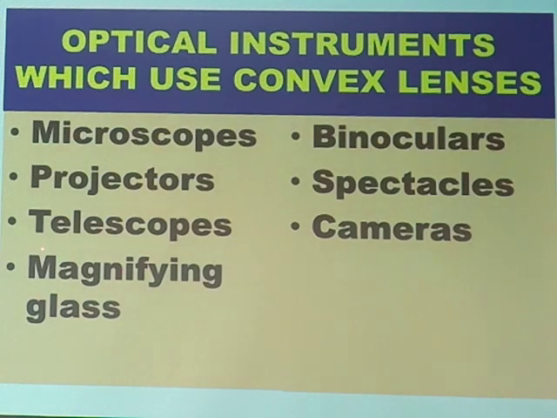Then we have telescopes. These ones we use to see mostly objects which are in space. You want to see a star, you want to clearly see how the moon looks, you want to see different planets in the space up there.